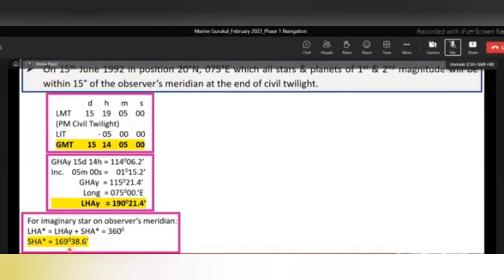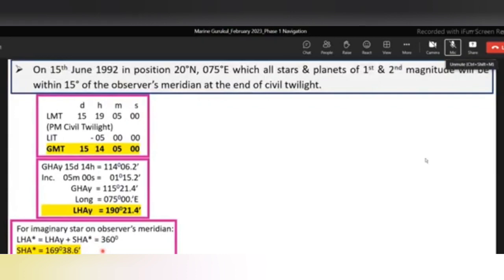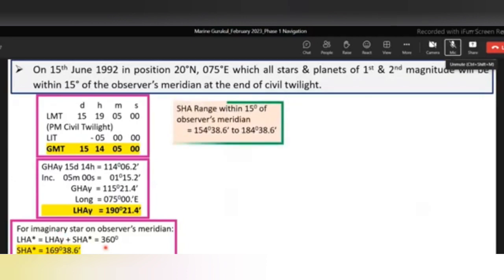The SHA of this imaginary star comes to be 169 degrees 38.6 minutes, and this star is assumed to be on the observer's meridian. Now we have to find all the stars which lie within 15 degrees of the observer's meridian. That means 15 degrees of this SHA. So by subtracting 15 degrees from here and adding 15 degrees to this, we find out the applicable SHA range. The SHA range within 15 degrees of the observer's meridian would be 154 degrees 38.6 minutes to 184 degrees 38.6 minutes. That means all the stars and planets within this SHA range shall be within 15 degrees of the observer's meridian.